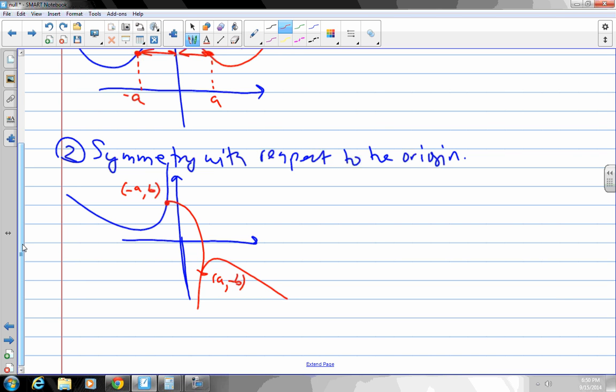The third symmetry, I'm not even going to write anything about that. It's a symmetry around the x-axis, so things like that. We don't care because it's not a function, so we don't talk about symmetry around the x-axis. It's not a function.